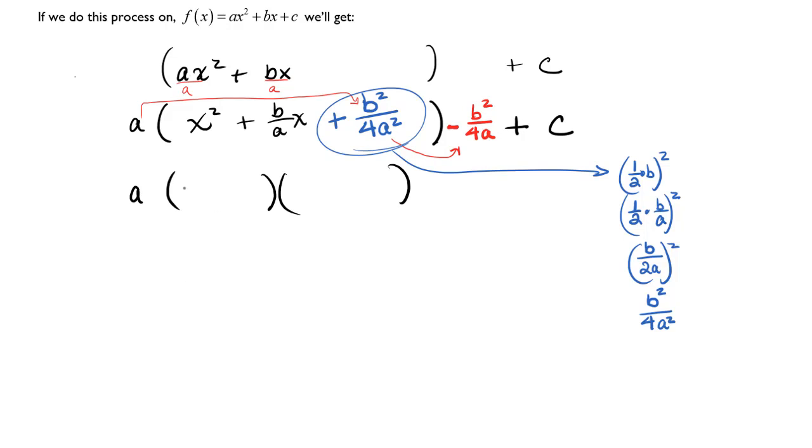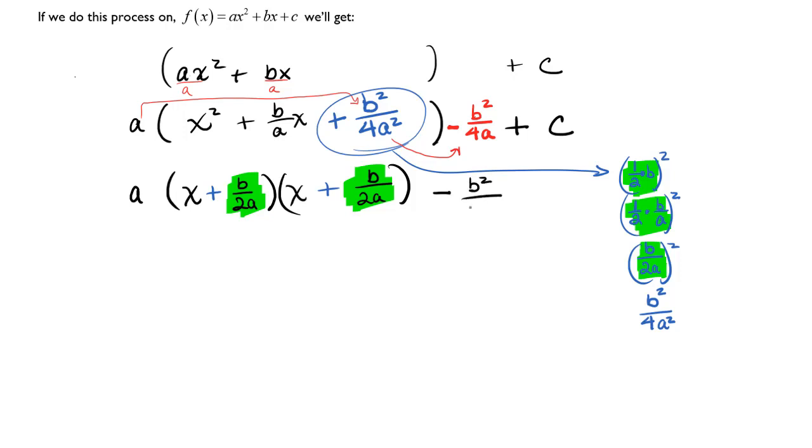Now I will factor my perfect square trinomial that I just created. I'll get an x and an x. I will get a b over 2a and a b over 2a. Notice that the b over 2a is always the number inside, the same number as before I square it. This works every single time. So the b over 2a is very important to remember.